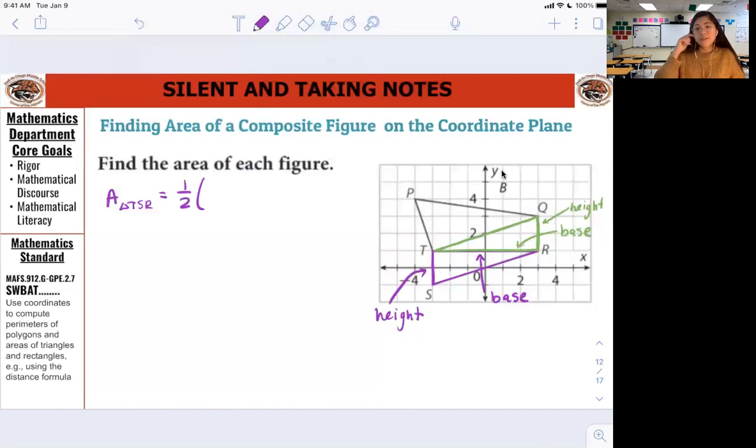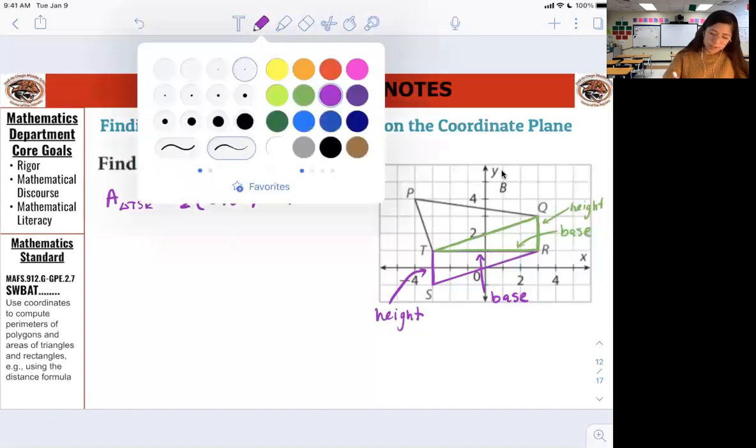That's the height, Janelle's. What's the base? 6, good. So 6 times 2, and then times 1/2, what do we get? Good, we get 6.